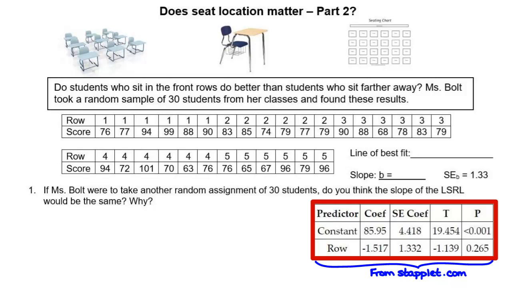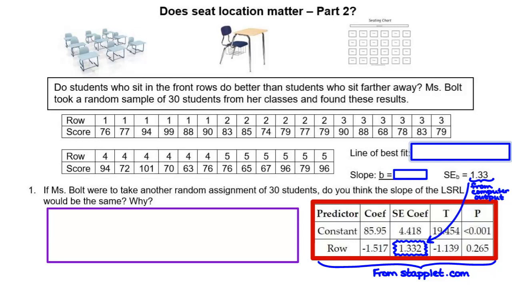Line of best fit, writing that in context. Instead of y hat, that would be score hat, because that's our y variable, our response variable, equals 85.95 minus 1.517 times the row, because row is our explanatory variable, our independent variable. And then the slope, which we found with our calculators yesterday, that's also right here, negative 1.517. What did we say that meant in context?